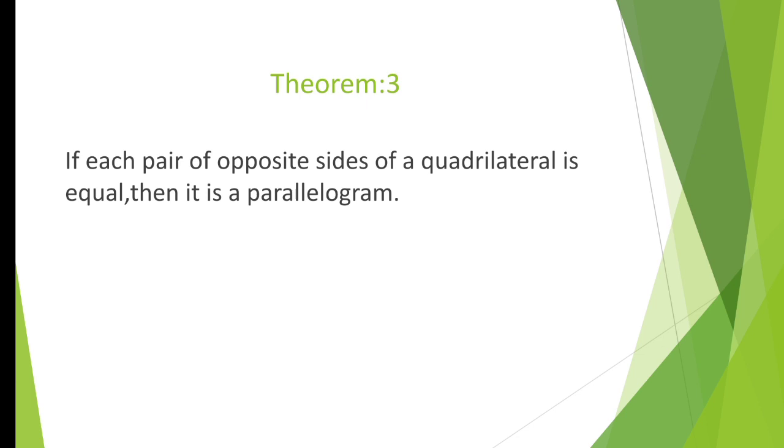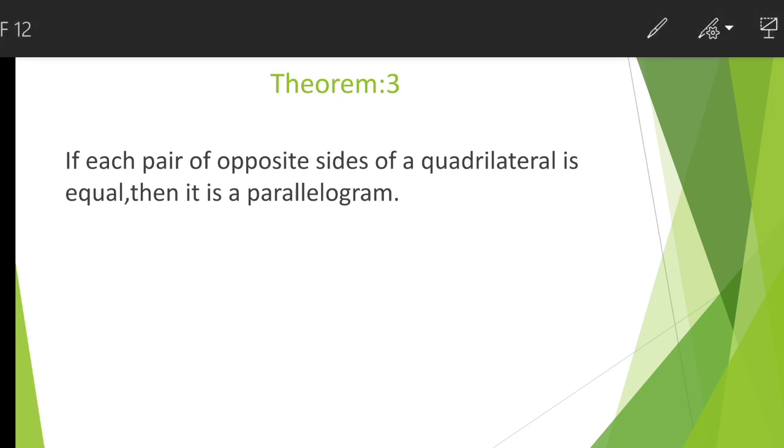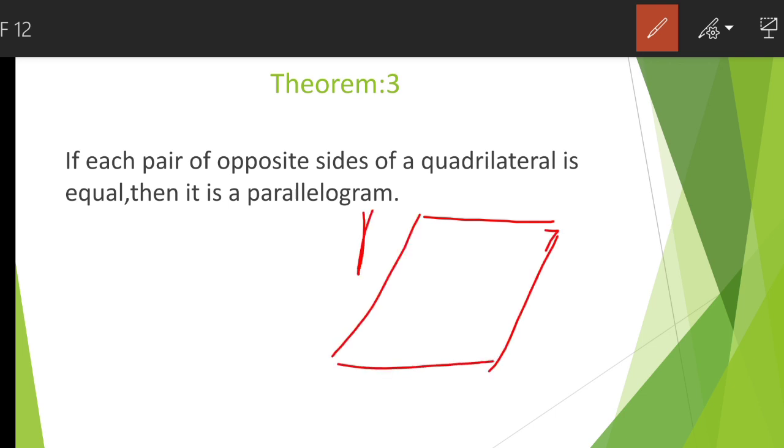Next, theorem 3: if each pair of opposite sides of a quadrilateral is equal, then it is a parallelogram. Suppose we have a quadrilateral ABCD. If the opposite sides are equal, then the quadrilateral ABCD is a parallelogram. So this is the converse of theorem number 2.